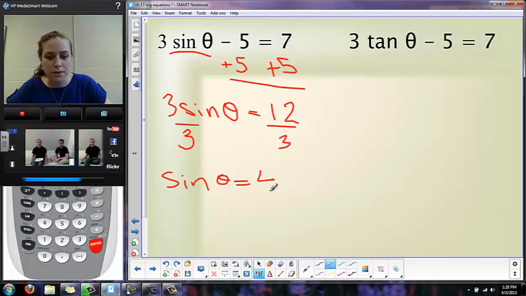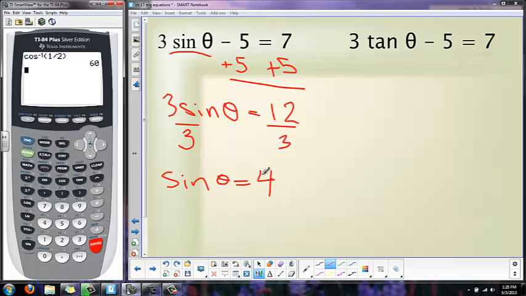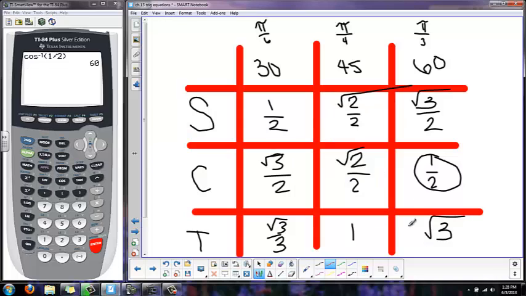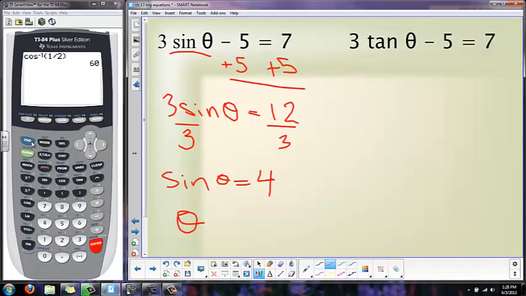Now watch what happens when I put this into my calculator. I know that 4 certainly is not one of the answers that I have on my magic table. You can look right here. See, 4 is definitely not here. So because I don't know what it is, I'm going to do 2nd sine 4. Close my parentheses and hit enter. Watch what happens. Error in the domain. So something happened. This doesn't work. It doesn't give us an answer.